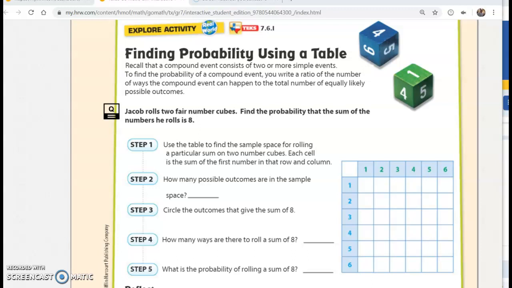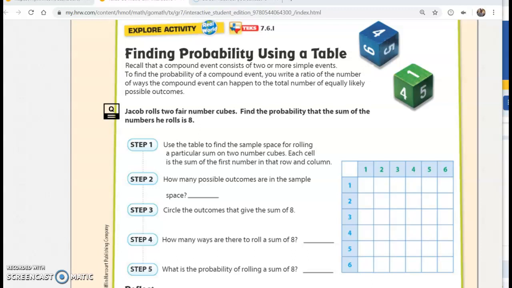Now, to find the probability of a compound event, you can write a ratio of the number of ways that the compound event can happen to the total number of equally likely possible outcomes. In this case, we're going to use a table. Now, Jacob rolls two fair number cubes. Find the probability that the sum of the number that he rolls is going to be 8.